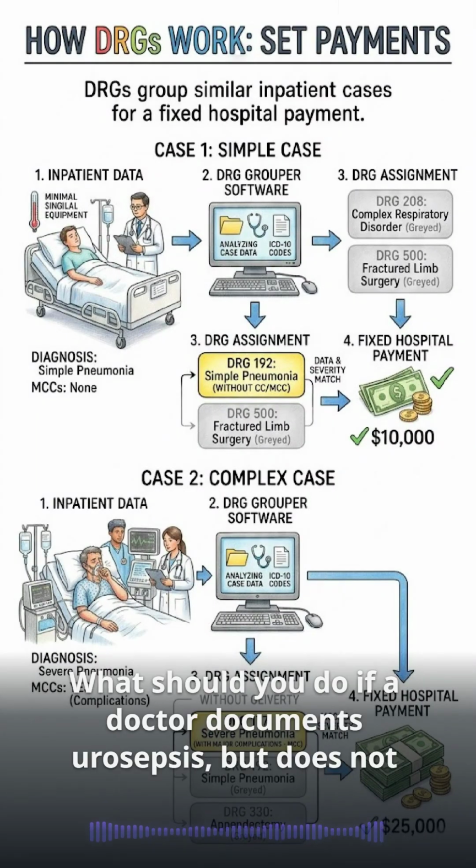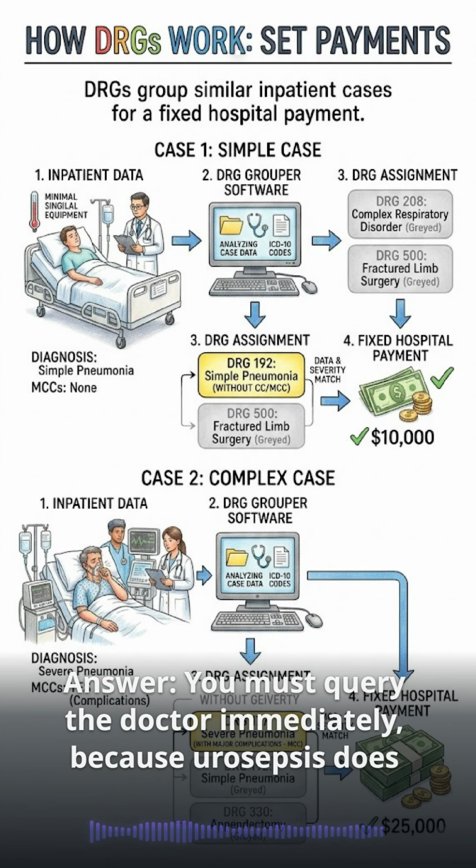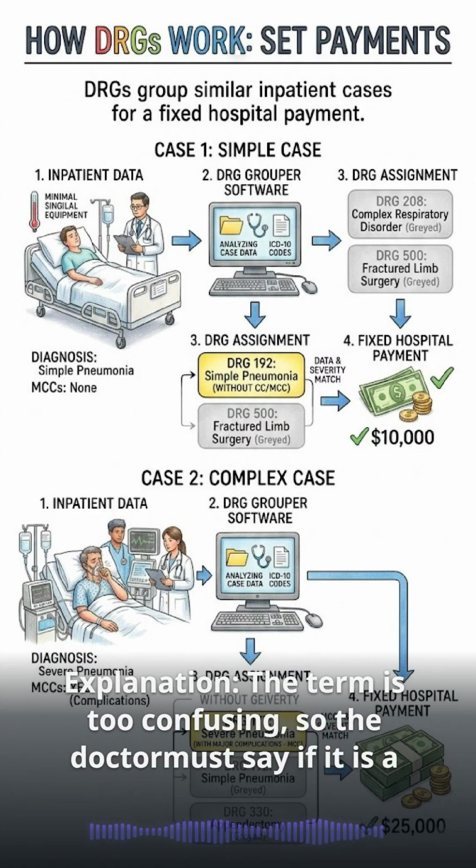33. What should you do if a doctor documents urosepsis, but does not explain the condition clearly? You must query the doctor immediately, because urosepsis does not have a specific code in the book. The term is too confusing, so the doctor must say if it is a blood infection.